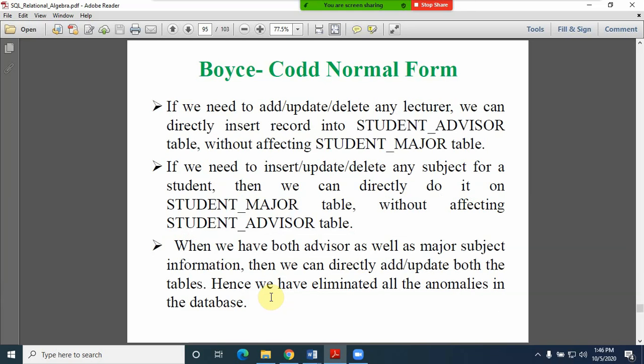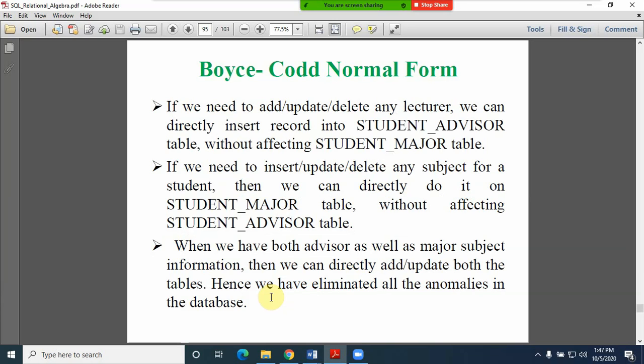If you need to add, update or delete any lecturer, we can directly insert the record into the student advisor table without affecting the student major table. And if you need to insert, update or delete any subject for the student, then we can do it directly on the student major table. We have a separate table, without affecting the student advisor table.